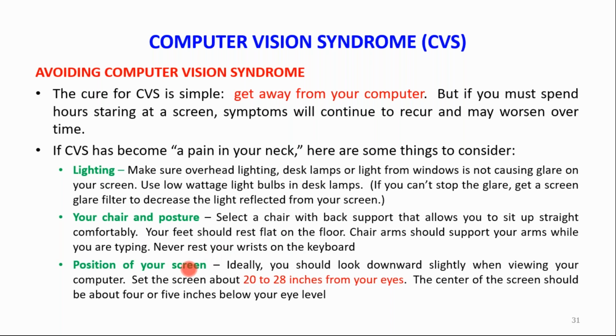Position of your screen. We already talked about this, that at least 20 to 28 inches distance should be maintained from your monitor screen to your eyes.